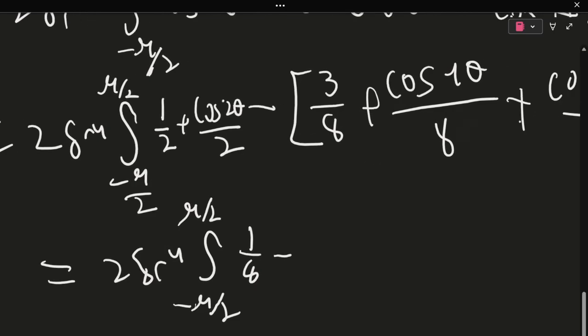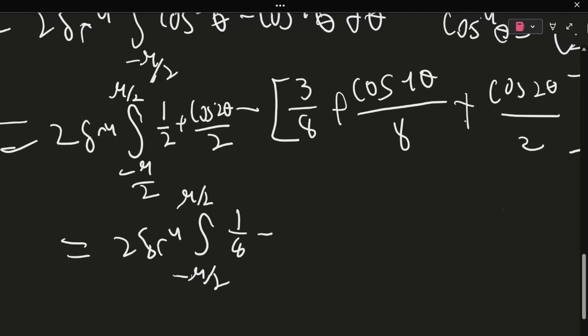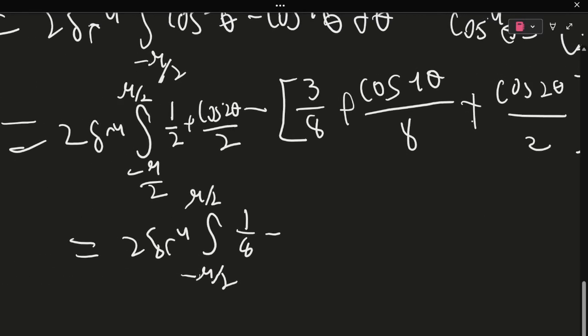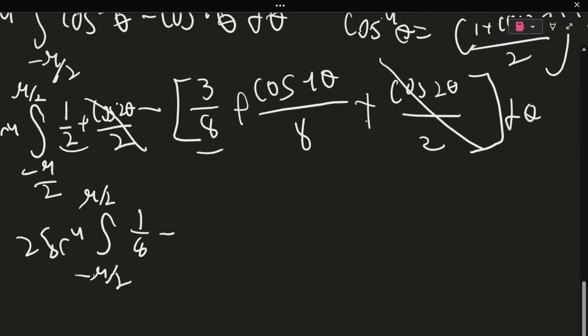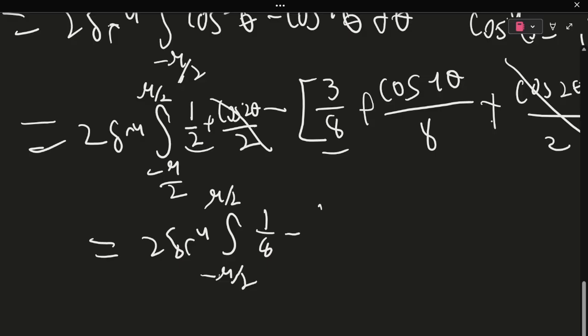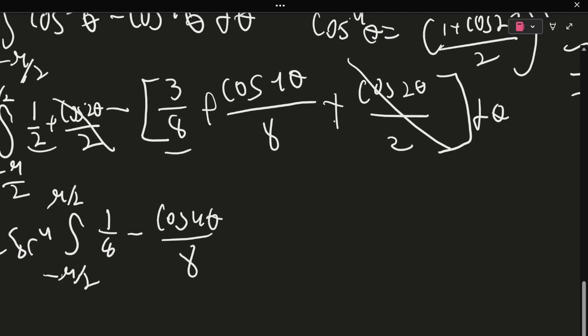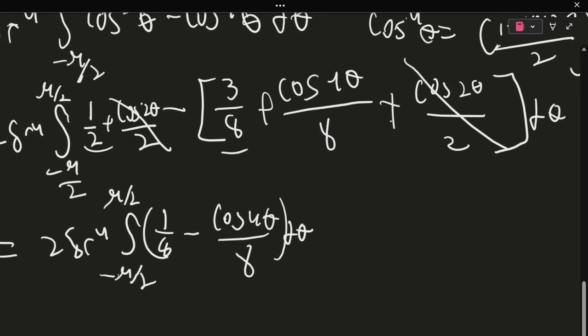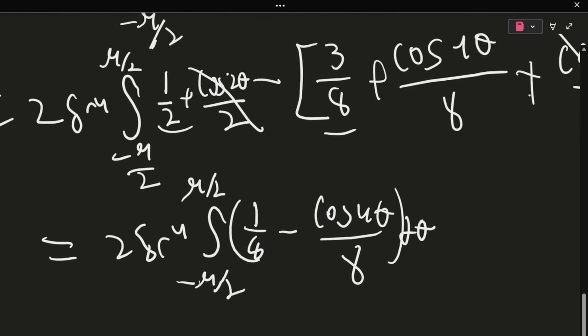And then cosine of 2 theta over 2 minus cosine of 2 theta over 2, those terms cancel out. Then we'll mark off these. Then we have minus cosine 4 theta over 8. We have all that d theta. Alrighty.